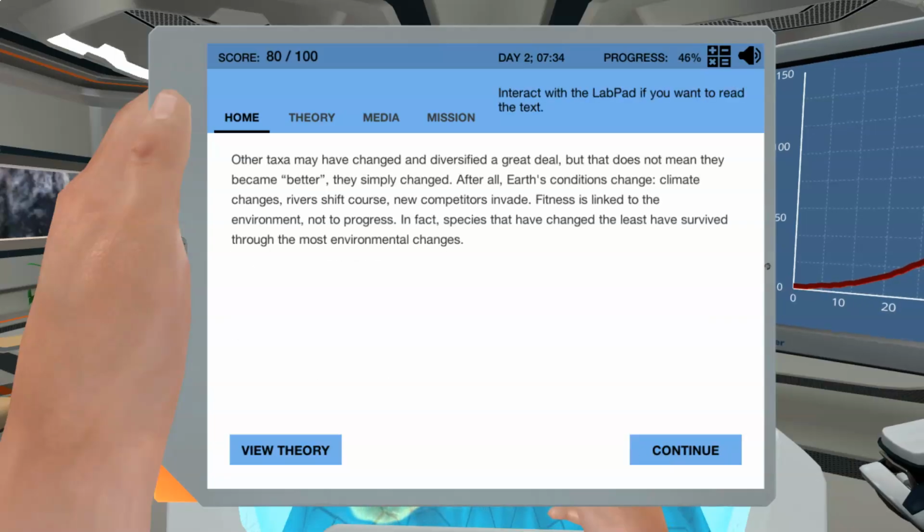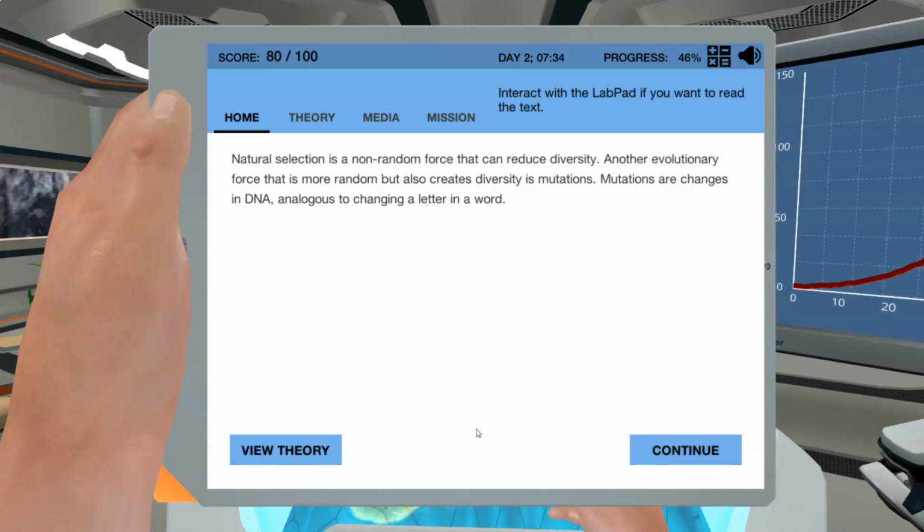Other taxa may have changed and diversified a great deal, but that does not mean they became better, they simply changed. After all, Earth's conditions change, climate changes, rivers shift course, new competitors invade. Fitness is linked to the environment, not to progress. In fact, species that have changed the least have survived through the most environmental changes. Natural selection is a non-random force that can reduce diversity.